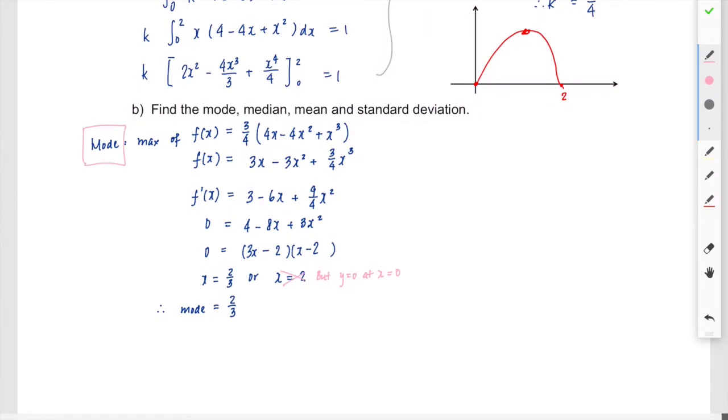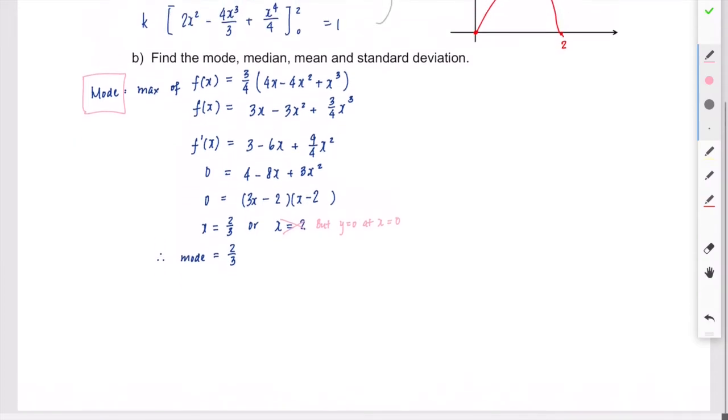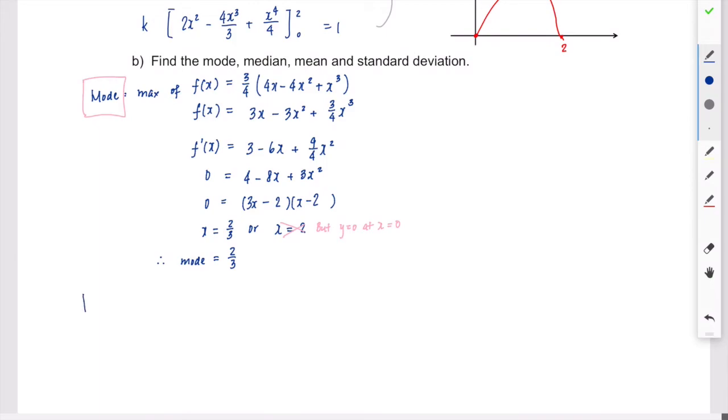Then we want to know what the median is. So let's do that. The median can be found by going from negative infinity up to the median point. But from this function, I know that anything to the left of 0 is 0. So theoretically, I can start from 0, which is more convenient, up to m of the function 3x minus 3x squared plus 3 over 4 x cubed dx. This must equal 0.5, right? Half, the bottom half. So let's integrate.